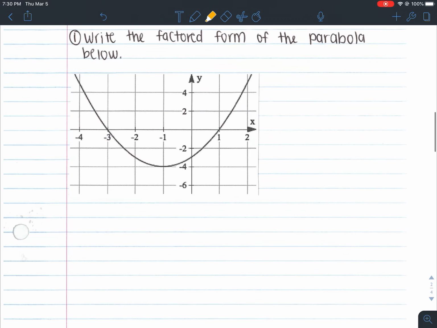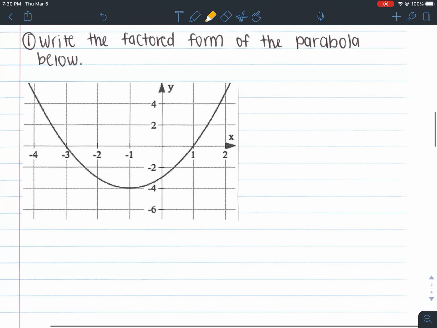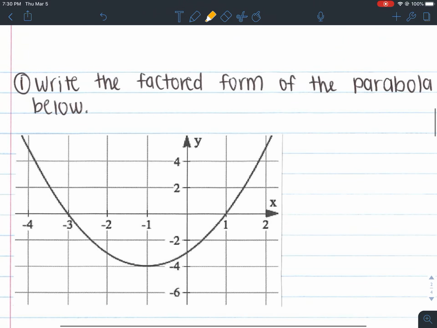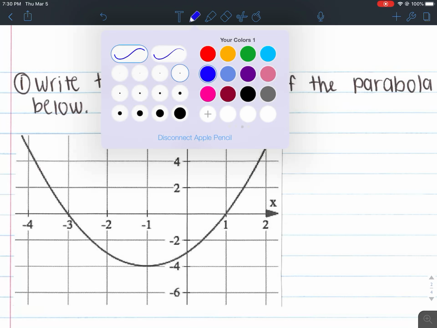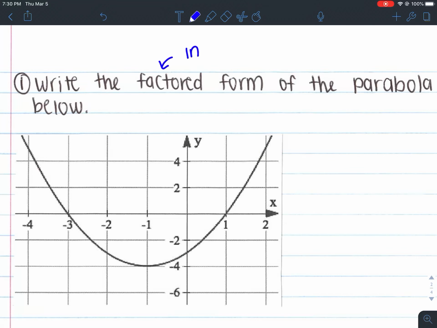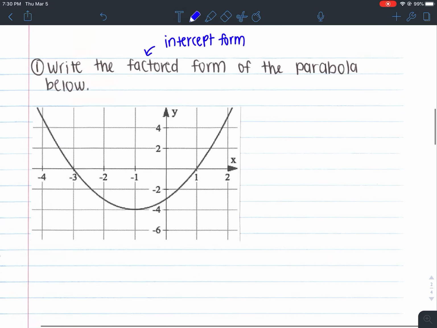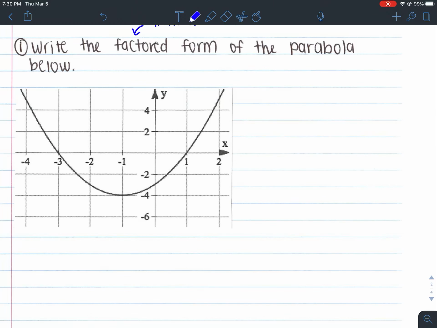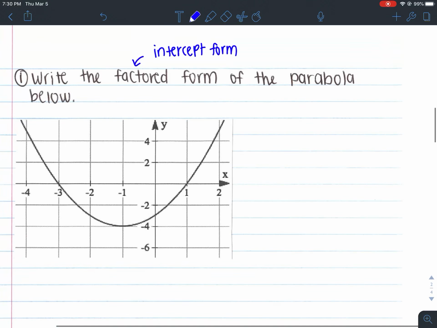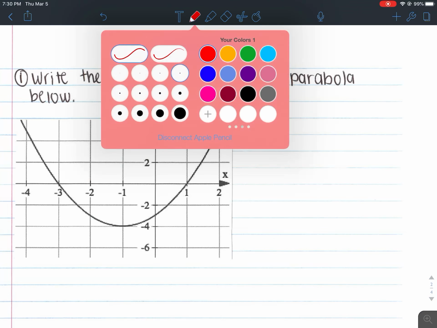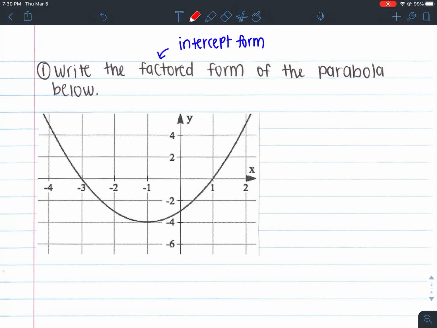All right, so now we're going to practice using factored form and actually writing an equation. Write the factored form of the parabola below. Remember, intercept form is also known as factored form. So the first thing I'm going to do, if I know I have to write it in intercept form, is identify our x-intercepts. How many times does this graph cross your x-axis? It crosses at 2 points. It crosses here, and it crosses here on the x-axis.